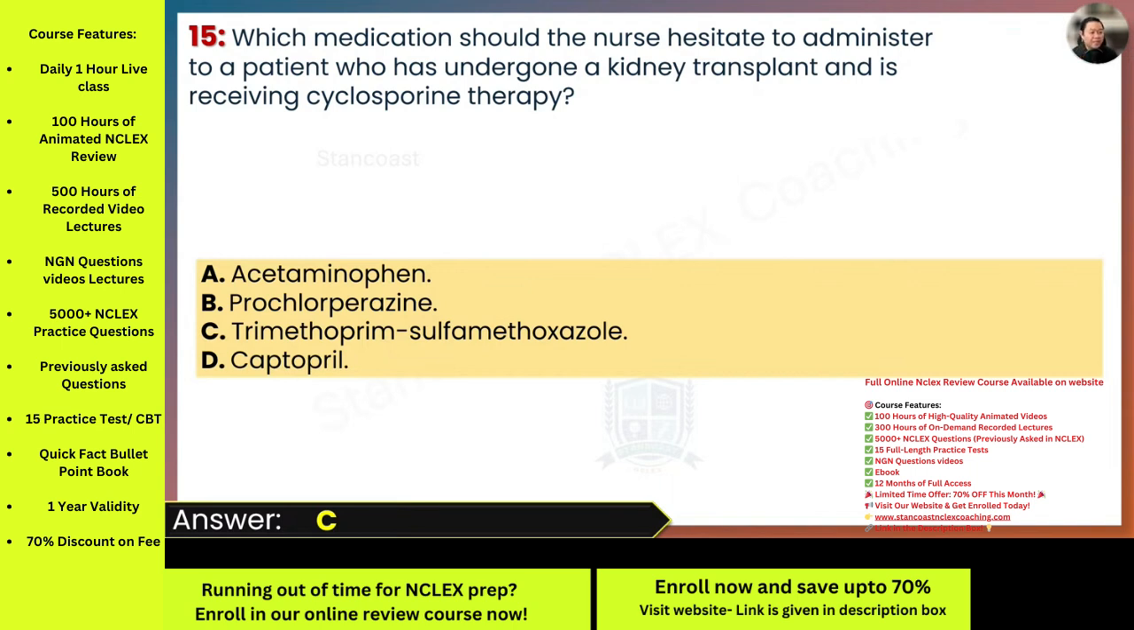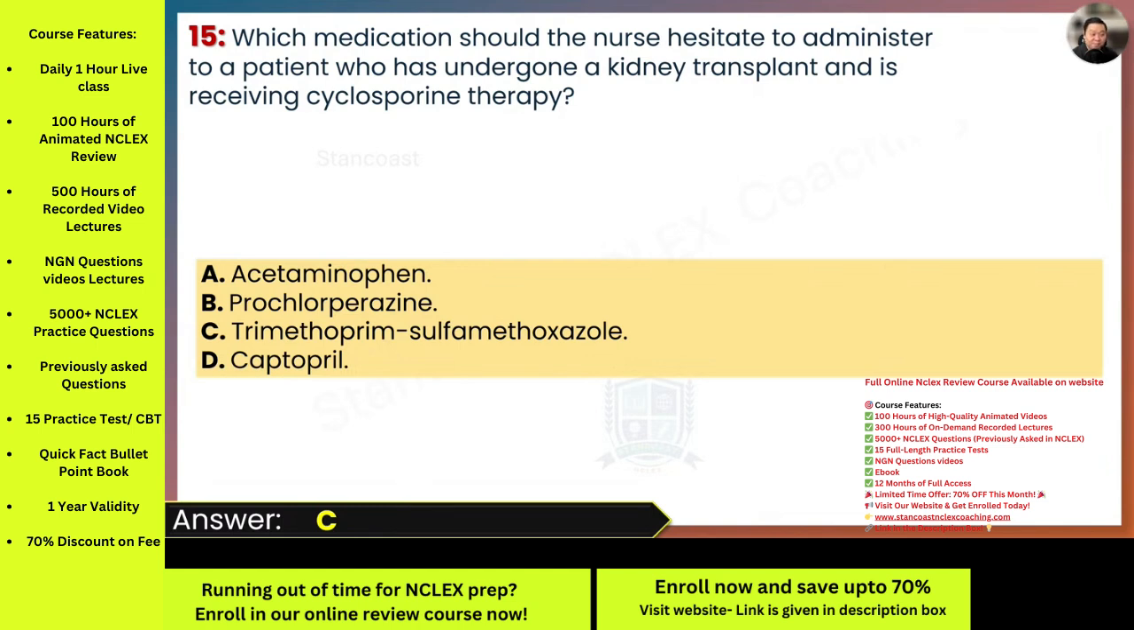Letter A, acetaminophen, which is basically Tylenol. This is commonly used medication for pain control, especially for mild pain, but it does not pose any contraindication for those patients taking cyclosporine. And this is also a safe choice for pain management, especially if they had the kidney transplant.